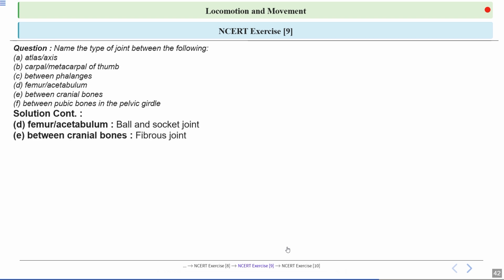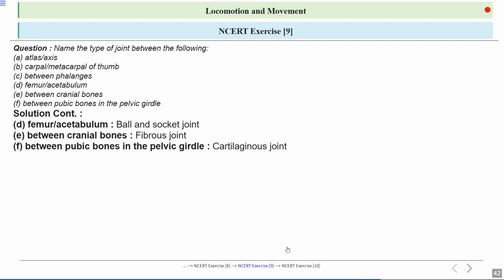Now let's look at the joints between the cranial bones, which are the bones in your skull. These are the fibrous joints. So imagine puzzle pieces fitting tightly together. These joints don't move, which is important because they protect your brain by forming a solid protective case.